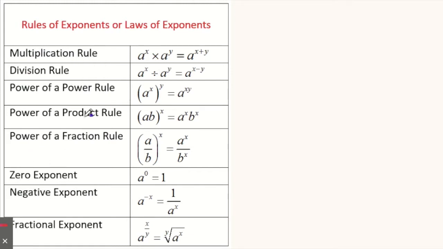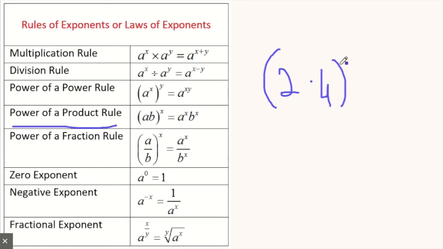The next rule we have is the power of a product rule. This says that if we have two numbers like this, and we have an exponent outside the parentheses like this, then we can apply this 2 to both of these numbers and rewrite that as 2 squared times 4 squared.